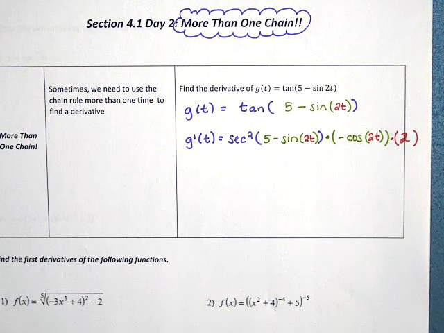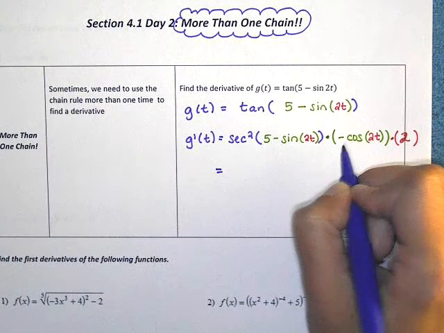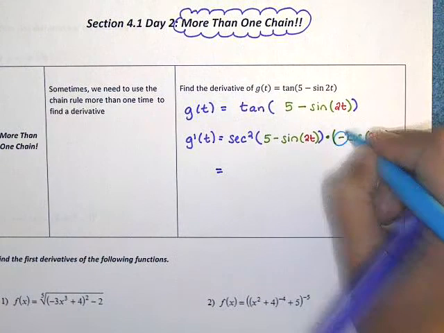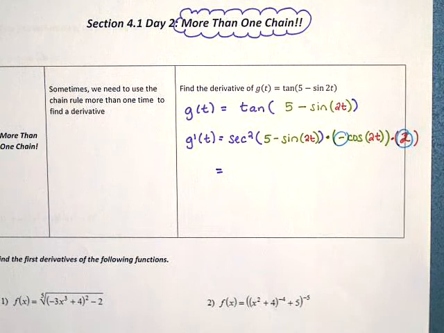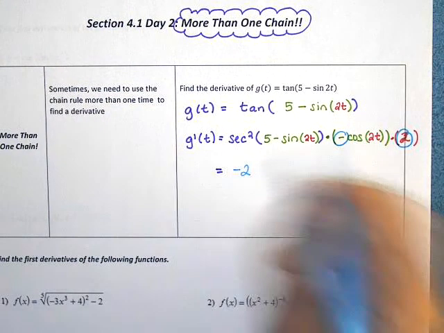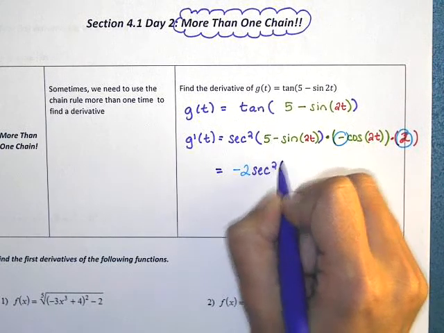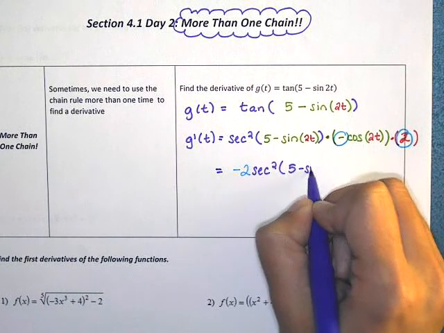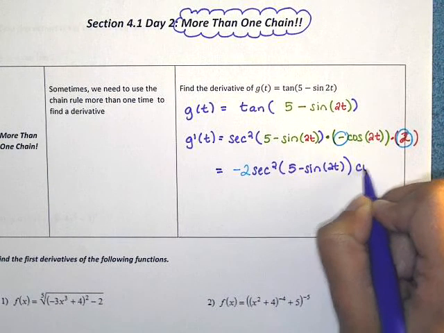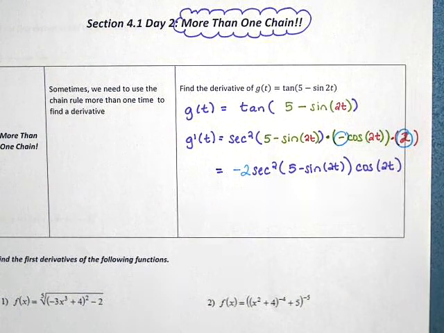Now at the very end of the problem, all I'm going to do is rewrite this in a slightly nicer looking way. So if you'll notice, we have a negative sign here, and we have a 2 here. Those are both going to move to the beginning and act like coefficients. So negative 2. Then the secant squared part with all of that stuff inside of there can go next. Then the cosine with all of that stuff inside of there can go last. And we're done.